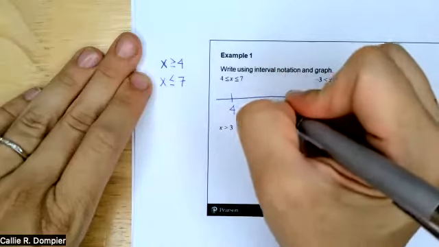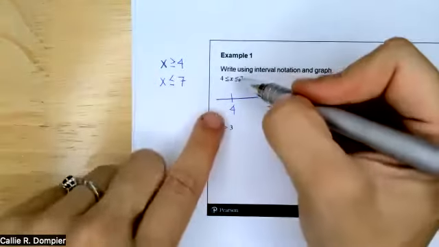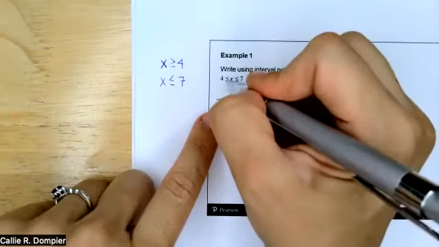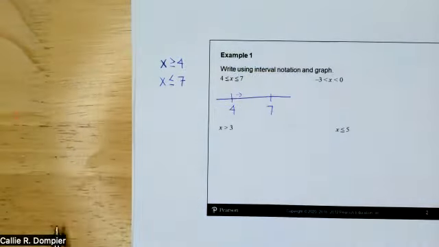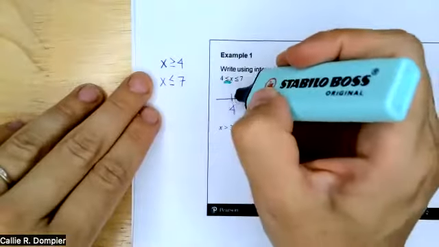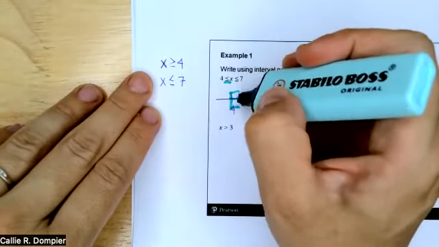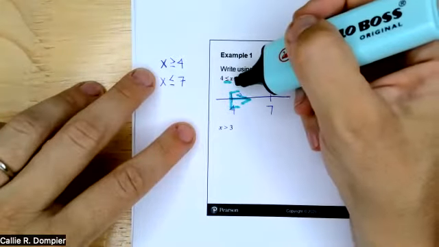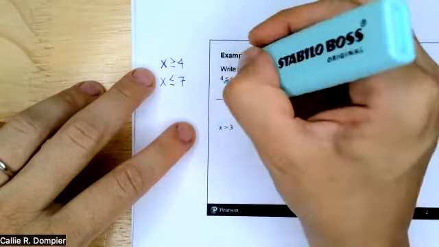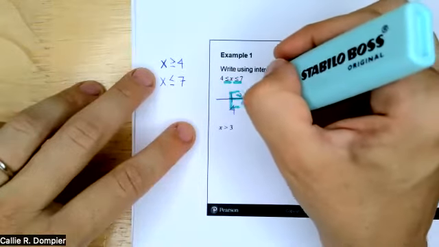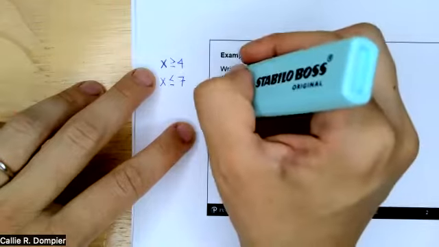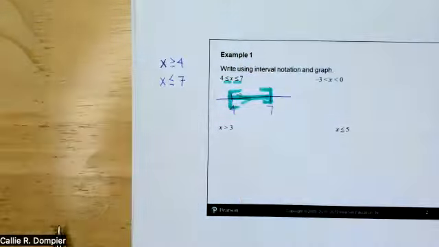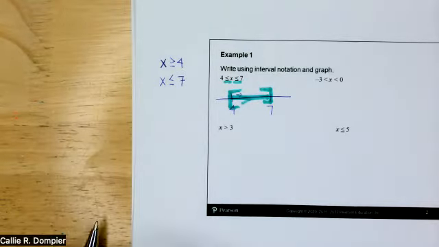So we have a 4 and we have a 7, right? X is greater than or equal to 4. Greater than is this direction, right? And it includes 4 because of that equal sign. So I'm going to write a bracket around 4 and I'm going to make my arrow go this way because that's the greater than direction. And x is less than or equal to 7 because of this equal sign. I'm going to put a bracket around 7 and it goes this direction. So we are including everything between 4 and 7. And we're including 4 and 7 because of those equal signs.